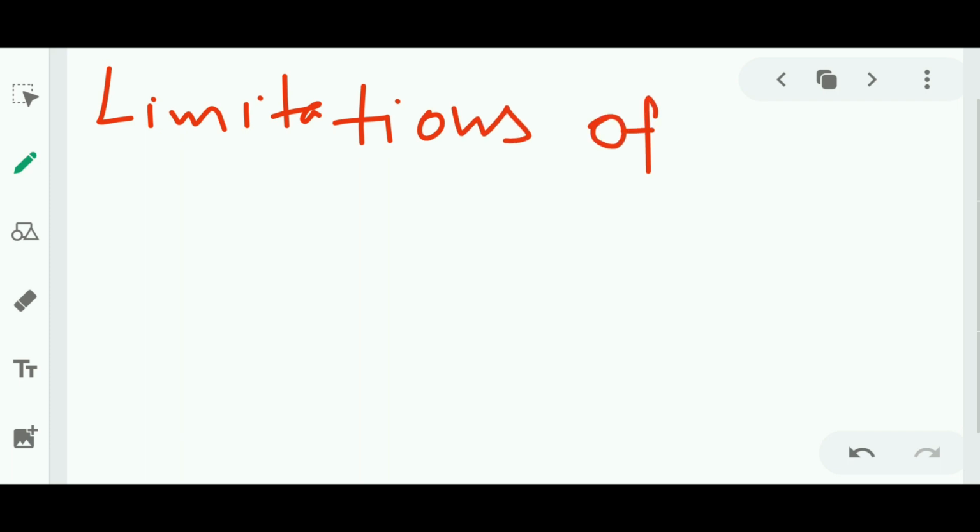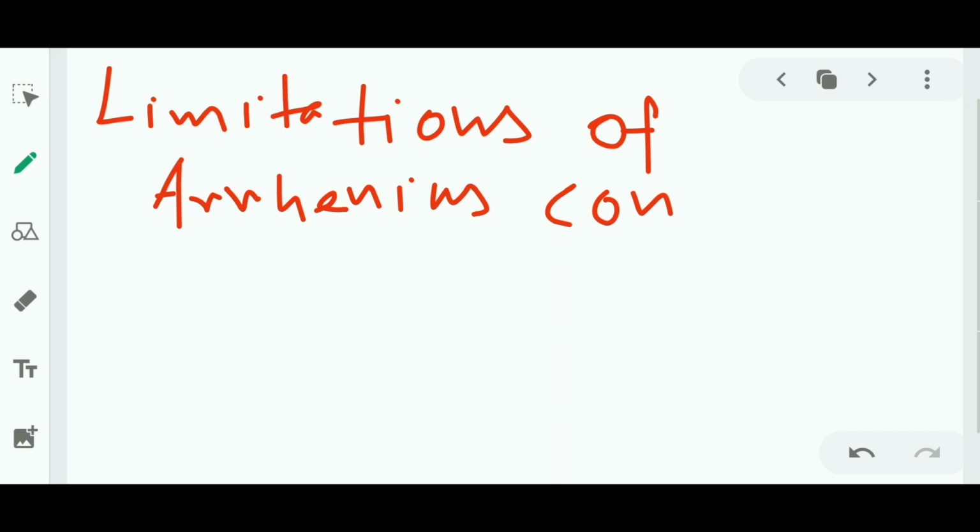What are the limitations of the Arrhenius concept? The Arrhenius concept recognizes the dissociation of acid and acid-base behavior in aqueous medium only. That is, for an aqueous medium it can tell about the acid, but except for an aqueous medium it can't. It cannot explain the acid-base behavior in the absence of water.